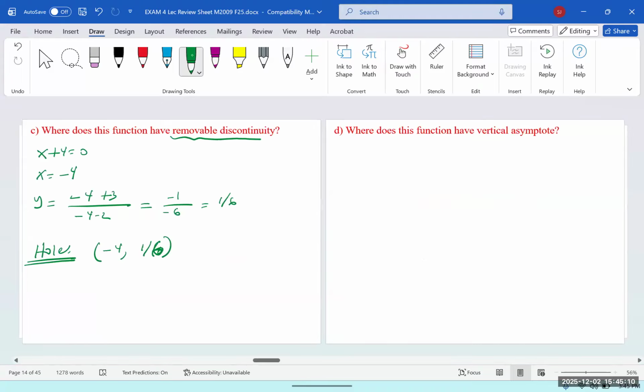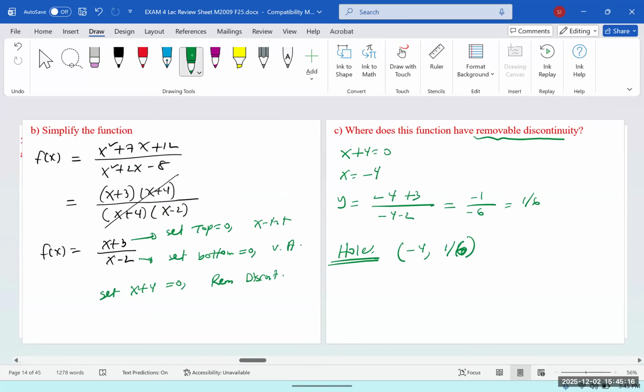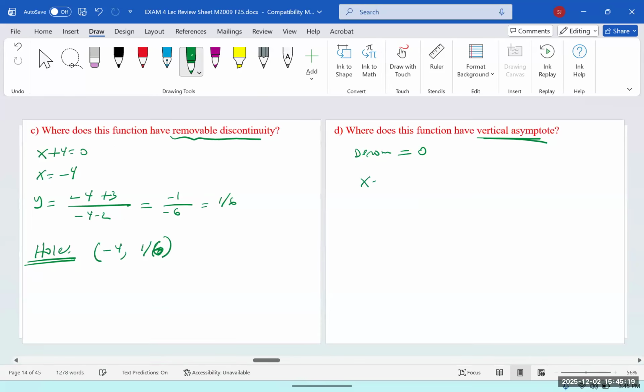The next one is asking for the vertical asymptote, means denominator. So denominator is x minus 2. You set x minus 2 equals 0. You get x equals 2. That's your vertical asymptote. Means this is the line that breaks your graph into two pieces.